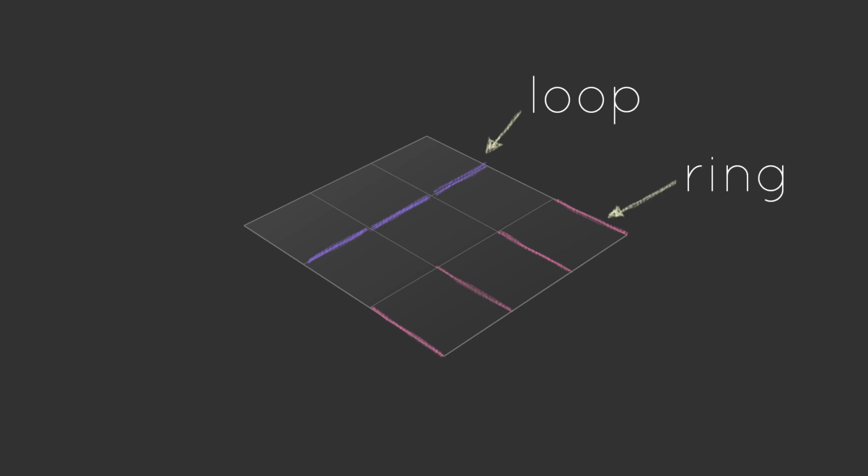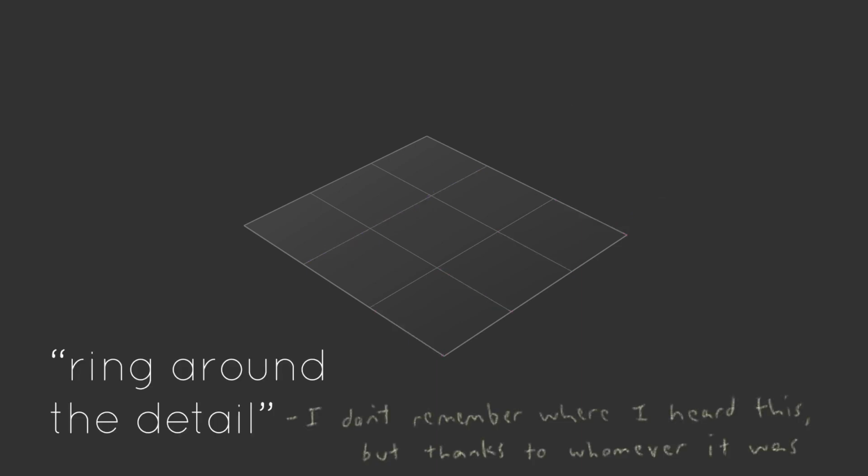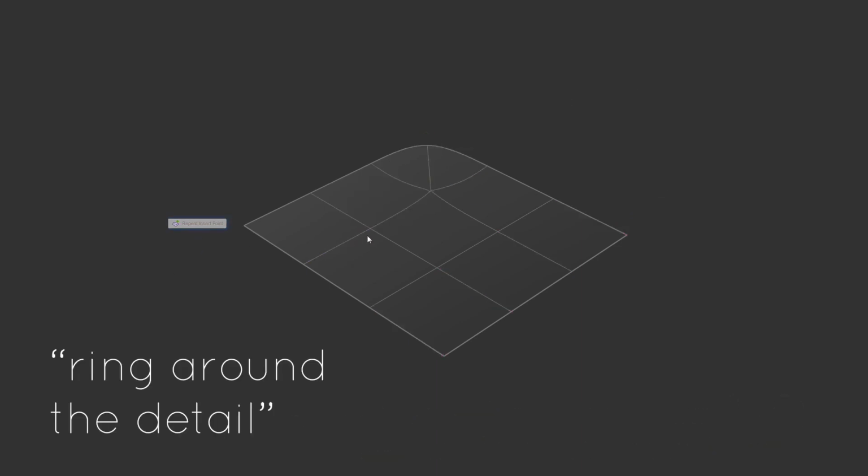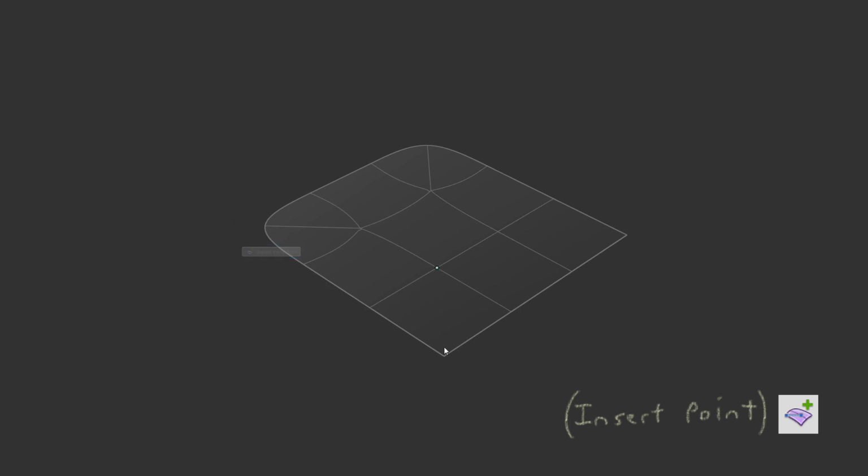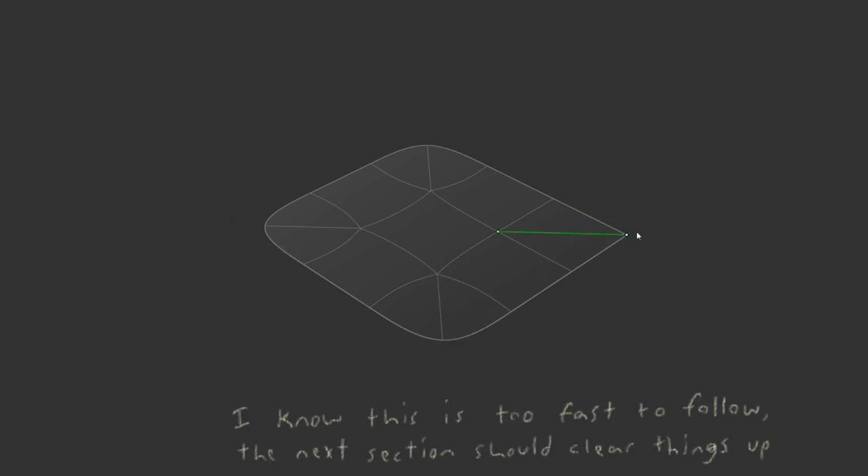I'm sure you can find tons of polymodeling videos out there that go into mind-numbing detail for how these things affect the model, but there's only one that's stuck in my mind, and that's simply: ring around the detail. For example, if we want to round the sides of this plane, we need to make the outer perimeter into one continuous ring. After we get rid of a couple unnecessary edges, we have what we're looking for.